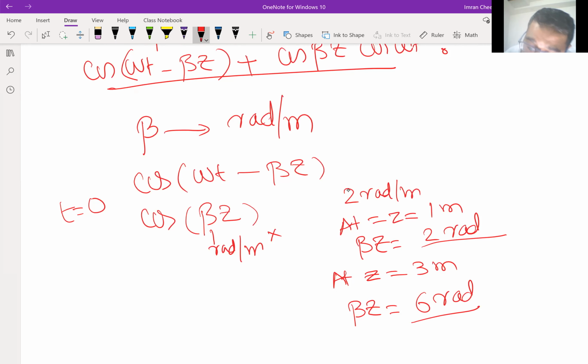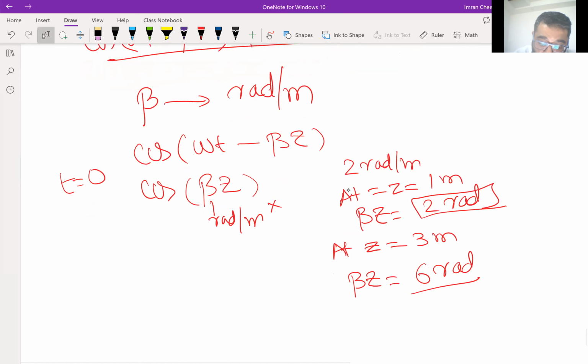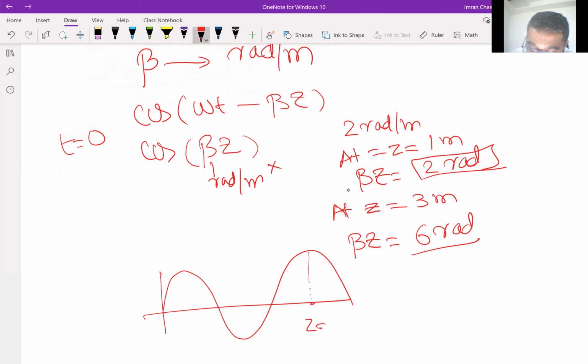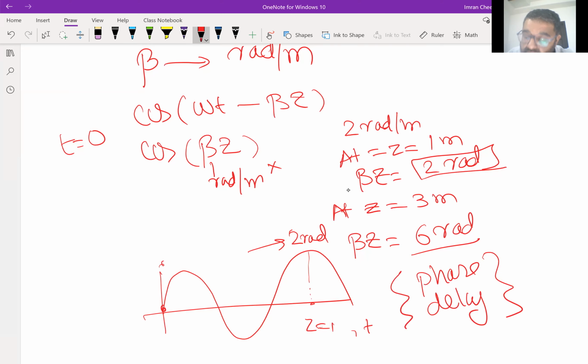And again, what does this mean? It also means, remember, you can also think in this way: when you reach here, let's say at z is equal to 1, if you start from here, you have already accumulated 2 radians. You can also think that this was the delay. You can convert this into time: the amount of time you took to reach from here to here, or the delay you experienced while reaching here. So phase and delay all mean the same thing.